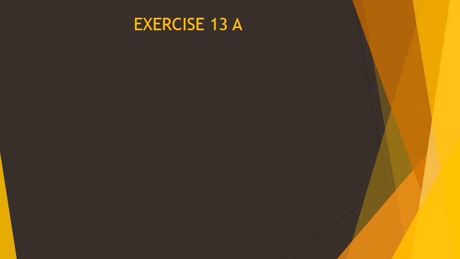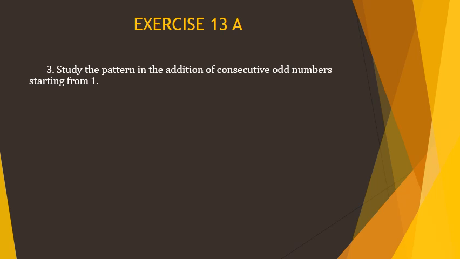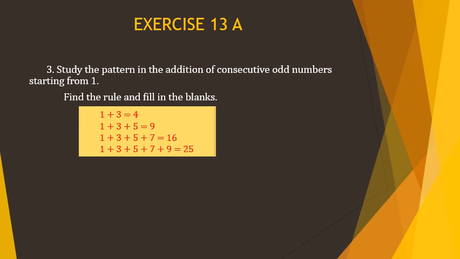So now let's move to the second question of exercise 13A. Study the pattern in the addition of consecutive odd numbers starting from 1, and find the rule and fill in the blanks. So here you see, first we are adding 1 plus 3, the two consecutive odd numbers, meaning the odd numbers which are coming one after the other in the counting, isn't it?